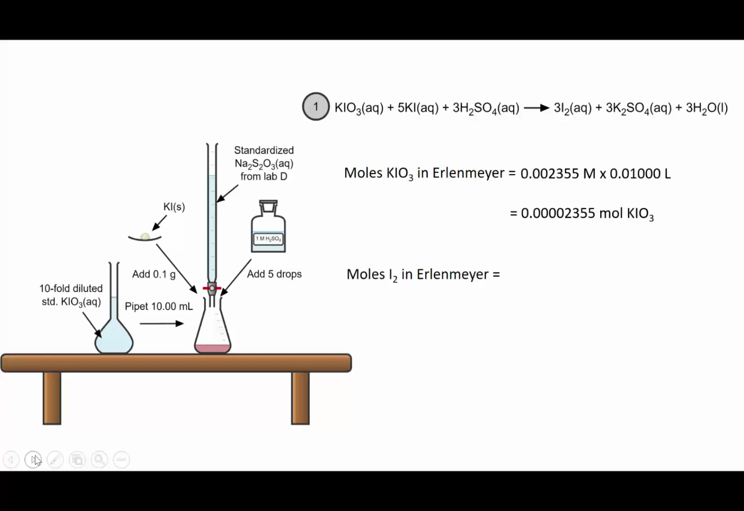Now that I know the moles of potassium iodate, I can use my balanced equation, shown there, number 1, to determine the moles or the amount of iodine that would be produced.